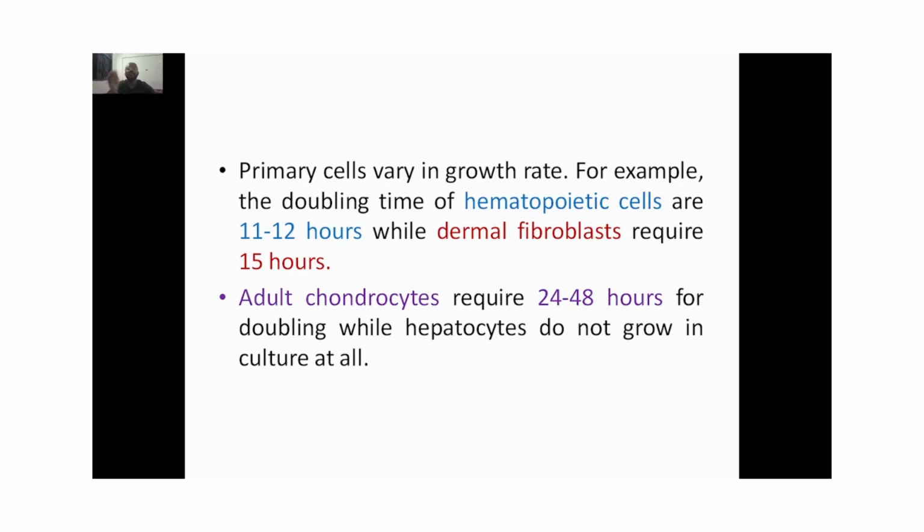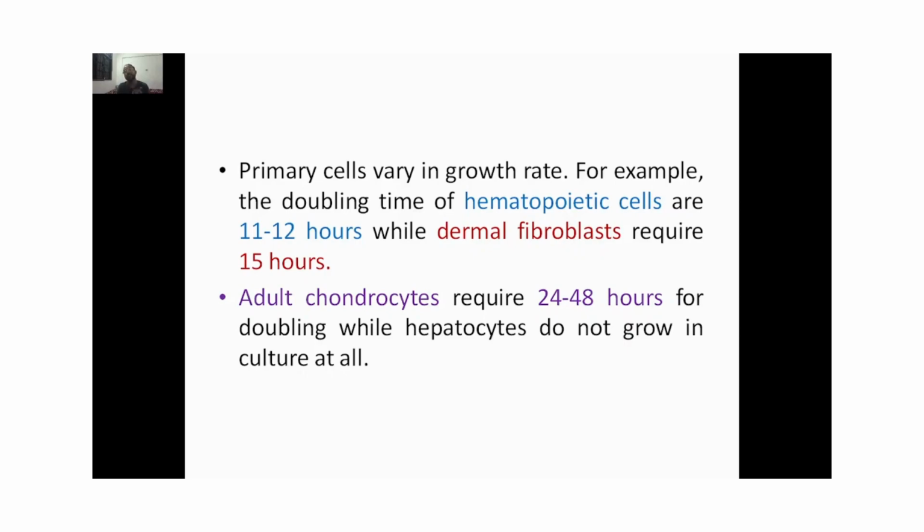That means hematopoietic cells take around 11 hours for doubling, whereas different cells will take a different time. For example, dermal fibroblasts, the skin cells, will take 15 hours. It depends on cell to cell. So all these things need to be understood properly, and then you have to conduct the particular set of experiments, and the optimized parameters, all those things should be taken care of, and you get the particular product that you want, and then you use it.